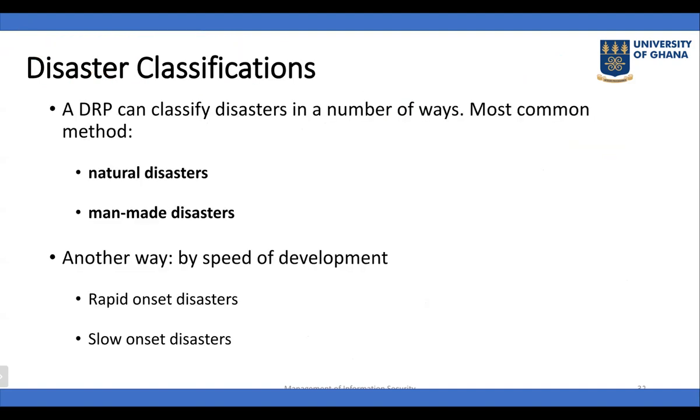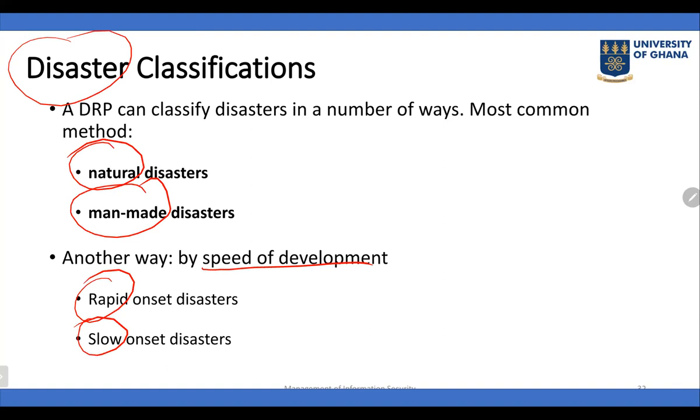Disasters can also be classified under natural and man-made, which I said earlier. And then you can also look at the speed of development: rapid and slow onset disasters. Some disasters are so rapid that the impact is very huge. And some of them, even though it's a disaster, are very slow. For instance, the denial of service attack starts with a slow network, people are not able to access it, it's just weak, to the extent that it doesn't even work at all. So sometimes it's rapid and sometimes it's slow.